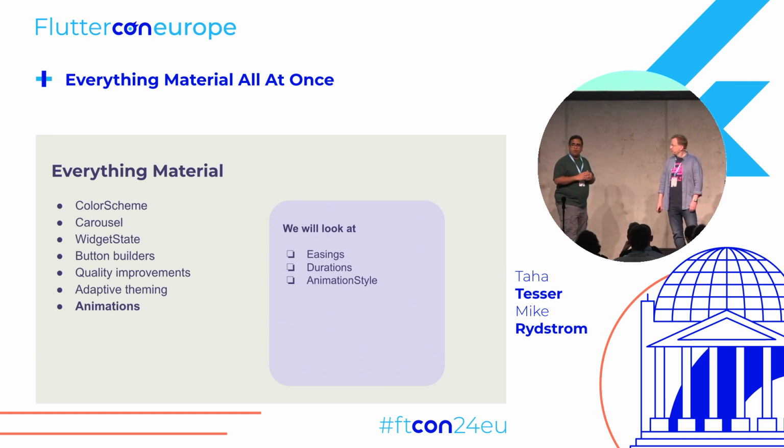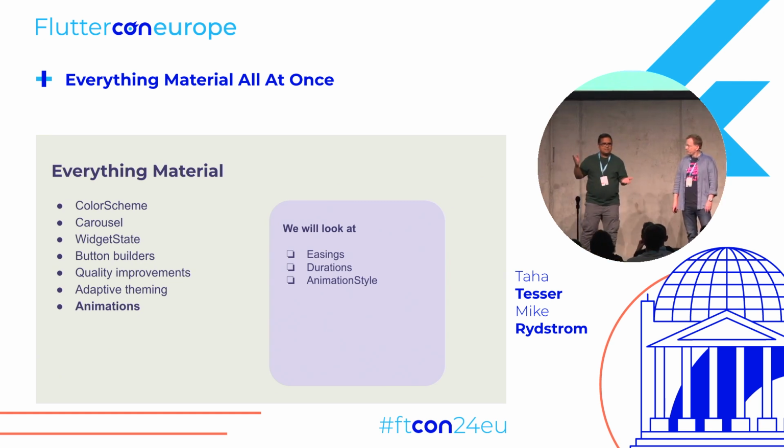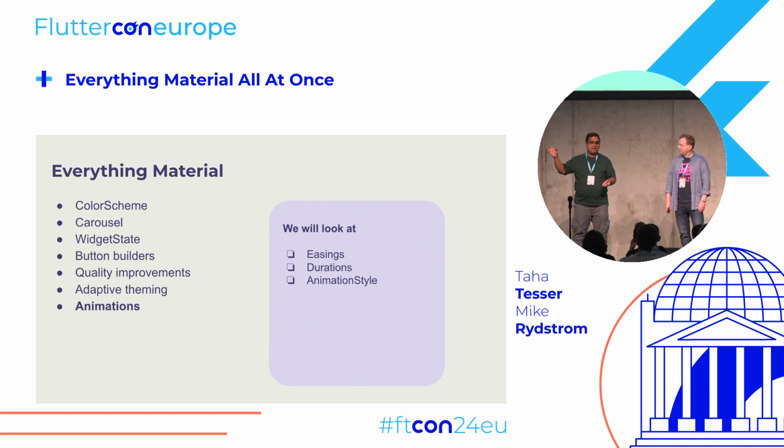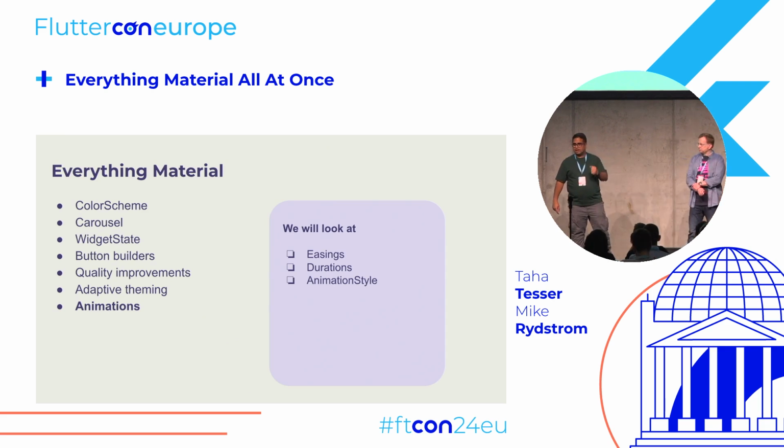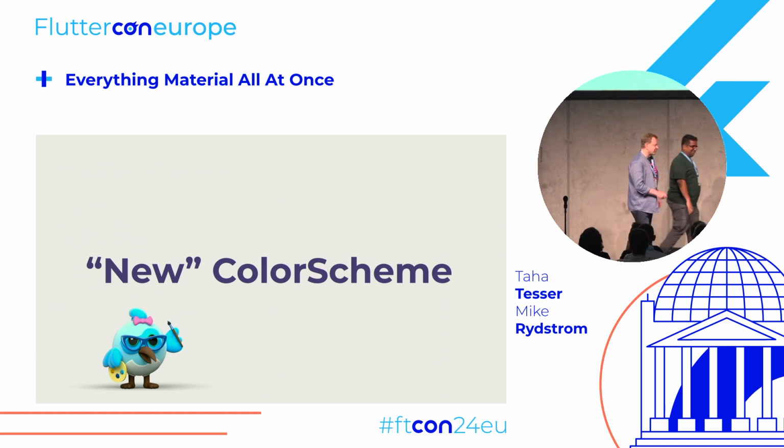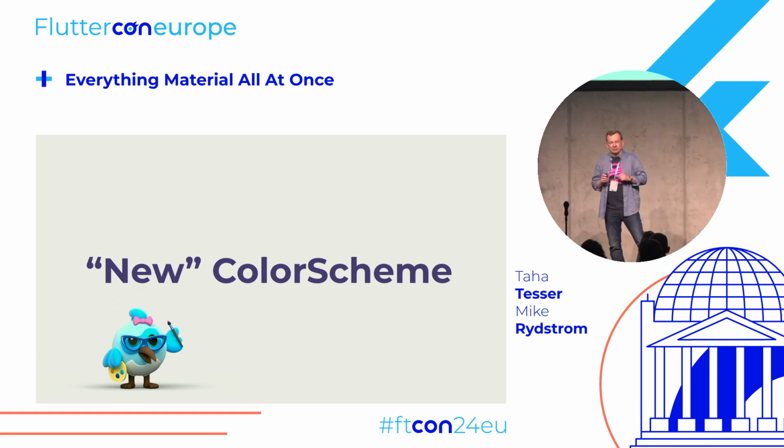And if you all know text style, you can customize your text in a widget using text style. You can provide color, font size, font weight. We have a new class called animation style, which does something similar. You can customize animation duration, animation curve, reverse animation duration, and reverse animation curve. So you will find this new class in some of the widgets. I'm going to give a couple of examples using this class. All right. We have a lot of things to cover, so let's dive right into the new color scheme.